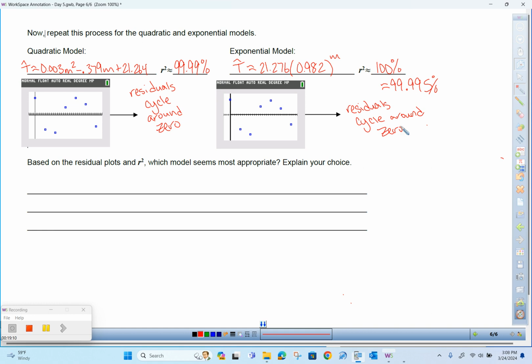So we're supposed to pick the best model based on the residual plots and r squared. Okay, we already talked from theory that this is exponential, but the other 2 factors did support that. Okay, so the exponential model is most appropriate since its residuals cycled the closest around 0. Additionally, its r squared value was the highest.